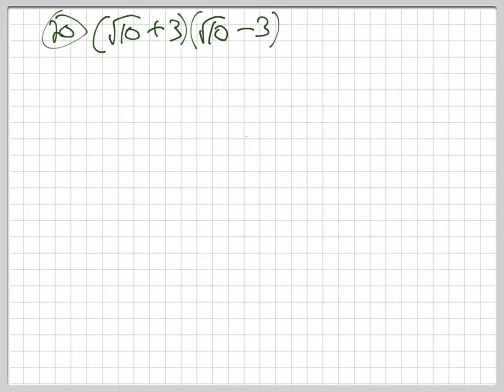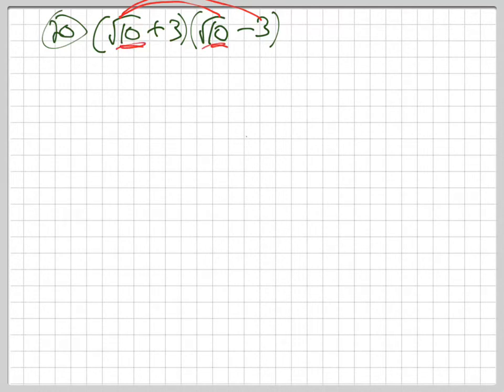Number 20. Root of 10 plus 3 times root of 10 minus 3. All right, how's it work? So we're going to take this square root of 10 and we're going to go to both, right? Because it's 2 terms added and 2 terms subtracted. They multiply. First, it's 4 multiplications, right? First to both, second to both.